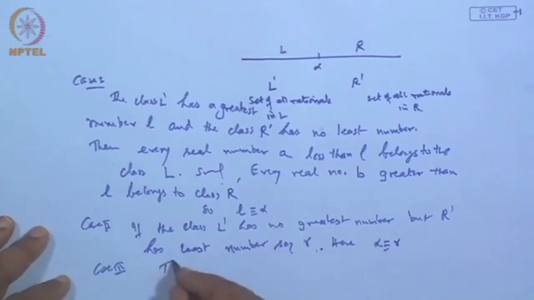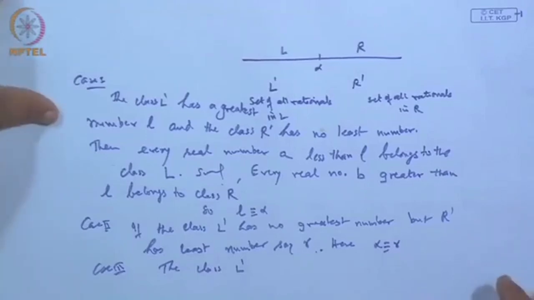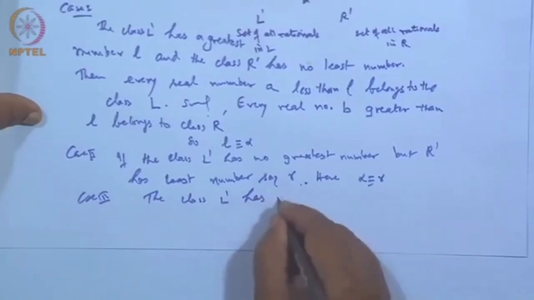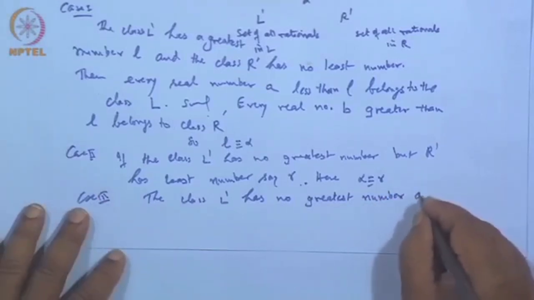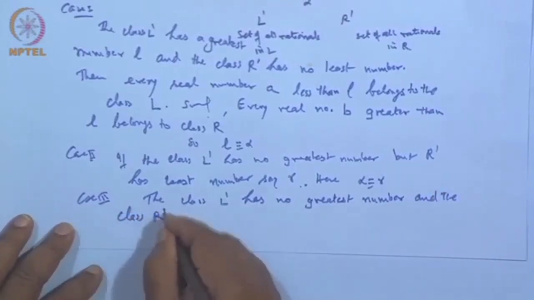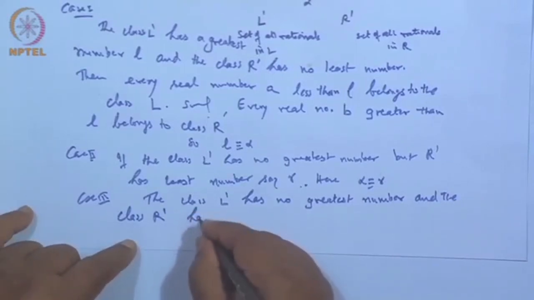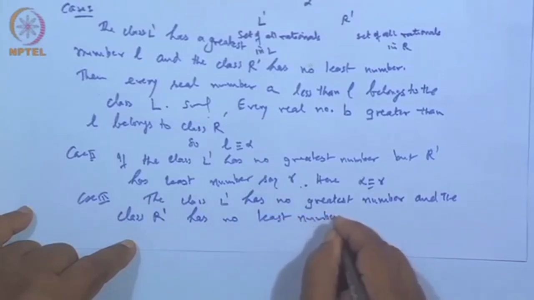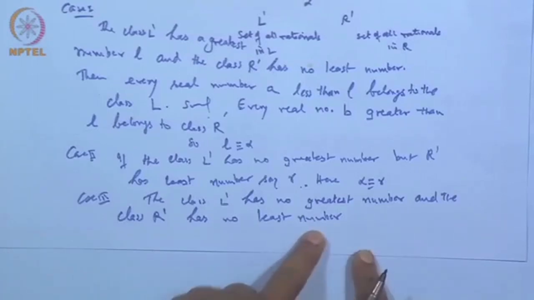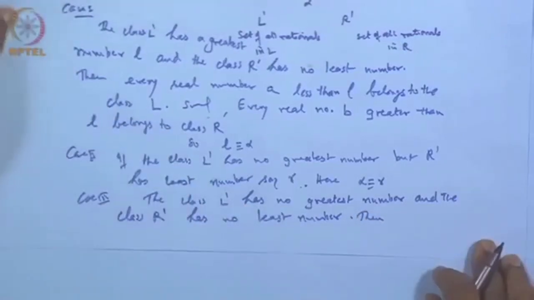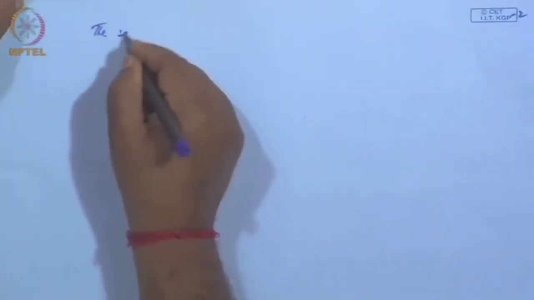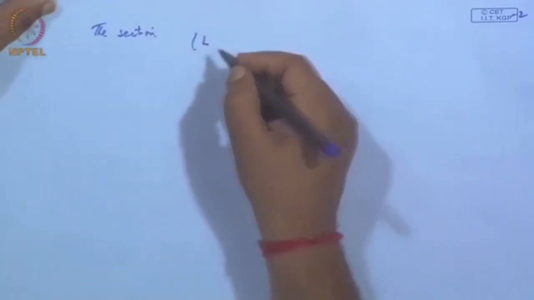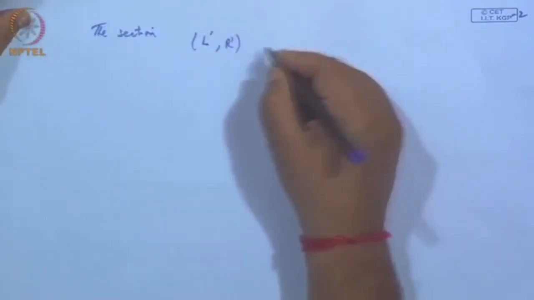the class L dash has no greatest number, and the class R dash has no least number, then basically this section will define a rational point. Then the section L dash R dash defines an irrational number beta.